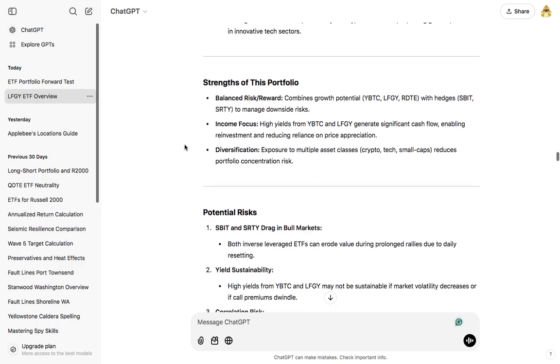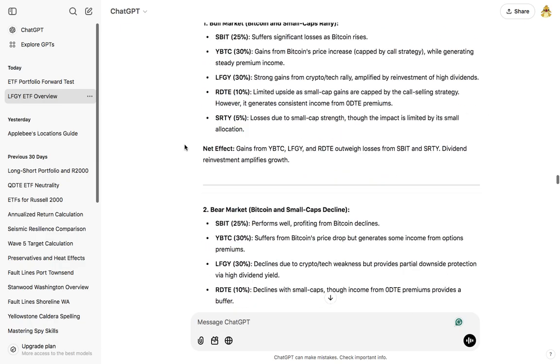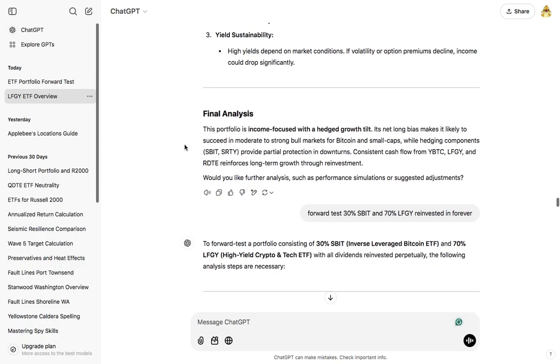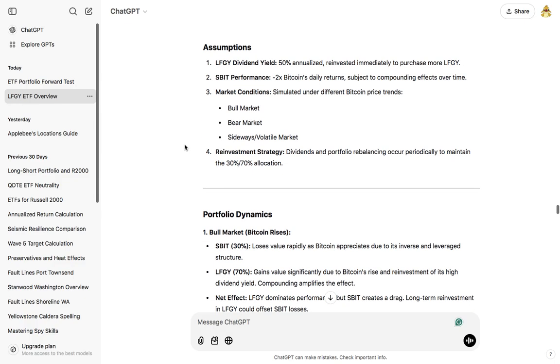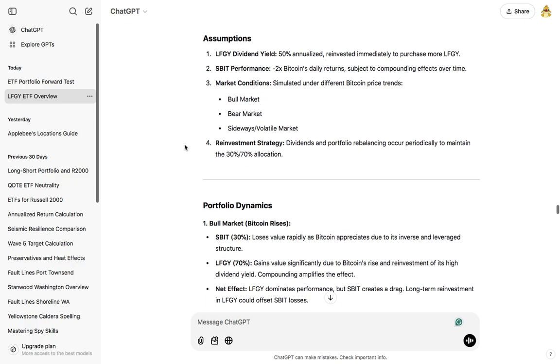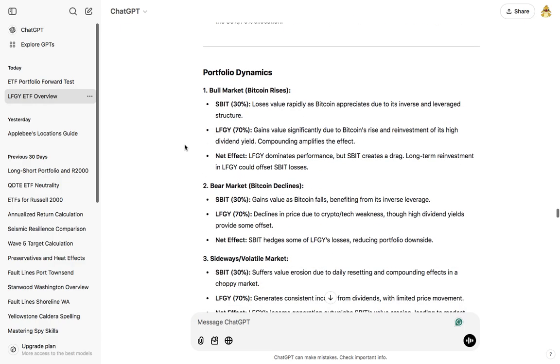So eventually what I got to was something really cool. It gave me a final assessment, and then I started to ask for just 70% LFGY and 30% SBIT. So I said forward test, 30% SBIT and 70% LFGY reinvested forever. It said to forward test the portfolio consisting of 30% SBIT and 70% LFGY with all dividends reinvested perpetually. The following analysis steps are necessary. It gave my assumptions. At first I had it assume a 50% dividend yield, and then eventually I had it up to 71%.